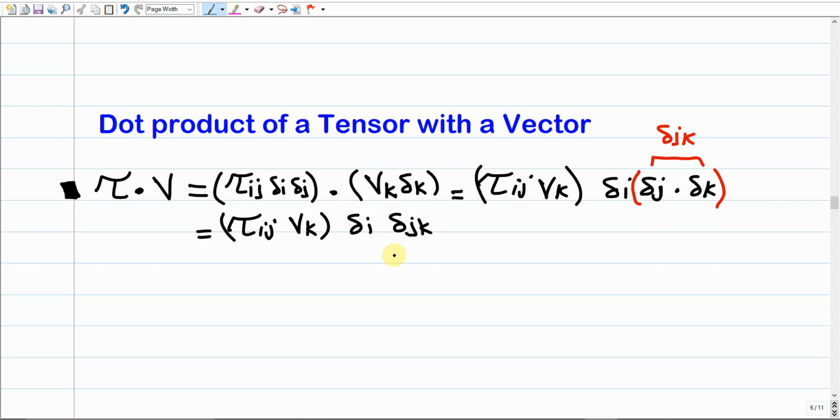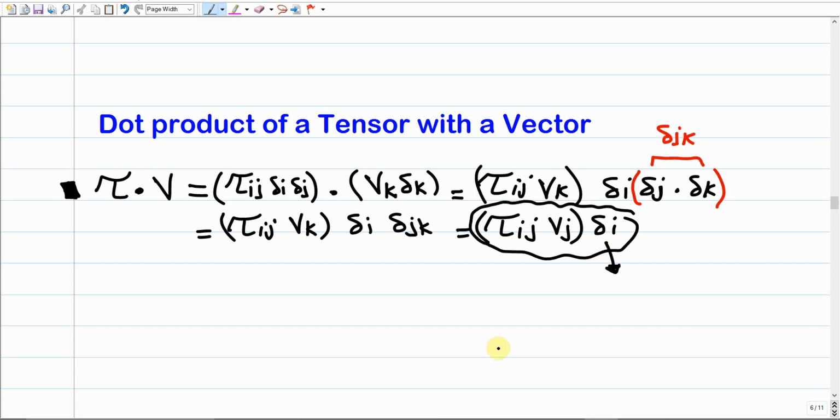So let us use j, for example, for both j and k. So we're gonna end up with tau_ij v_j, right? I'm just gonna use the same index for both the j and the k and delta_i. And then you can cancel the canonical delta, which is the delta_jk. So we're gonna end up with a vector. As you can see, we end up with a vector, right? Delta_i is just one unit vector, so it means that the dot product of a tensor dot vector gives a vector. So we're gonna end up with a vector at the end.